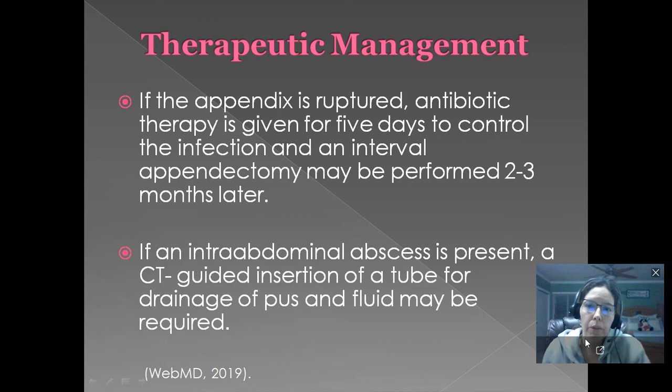In addition, if the appendix is ruptured, antibiotic therapy will need to be continued. Often, if the patient arrives ruptured, which doctors can often tell symptomatically, antibiotic therapy will be given for at least 5 days prior to surgery to control the infection. The patient will be discharged and will return for an interval appendectomy, which may be performed 2 to 3 months later. However, if an intra-abdominal abscess is present, a CT-guided tube will be inserted into the abscess for drainage of pus and fluid if required.